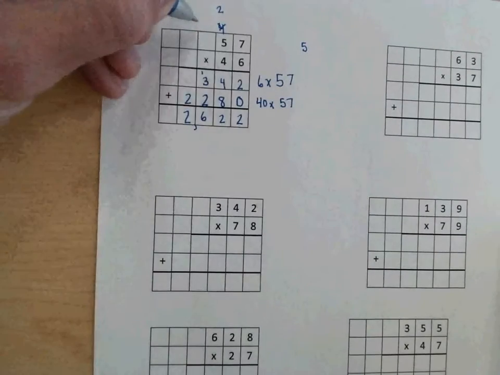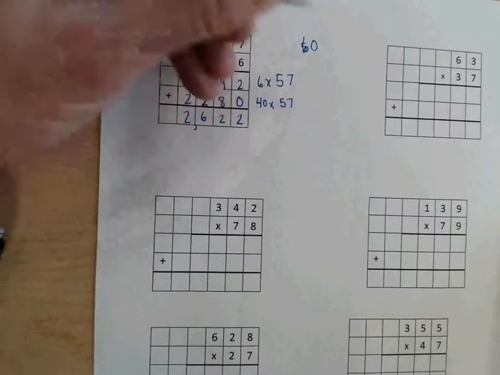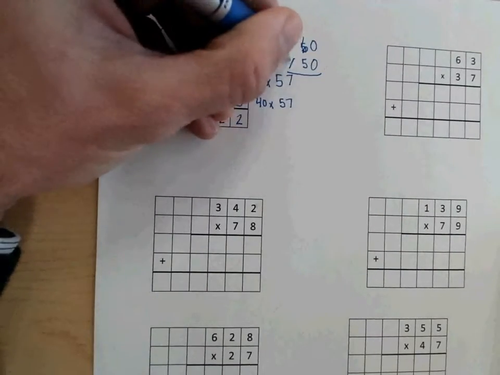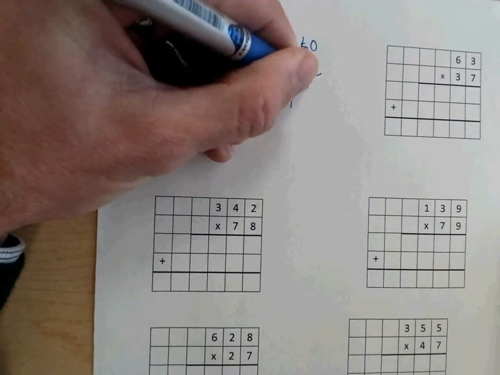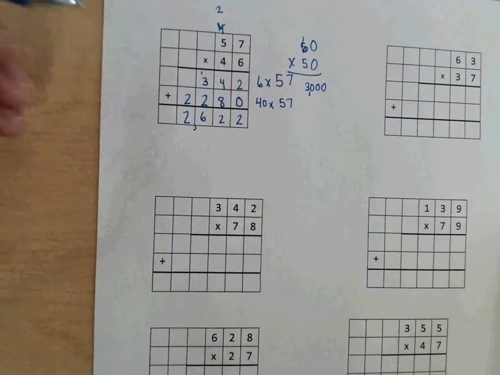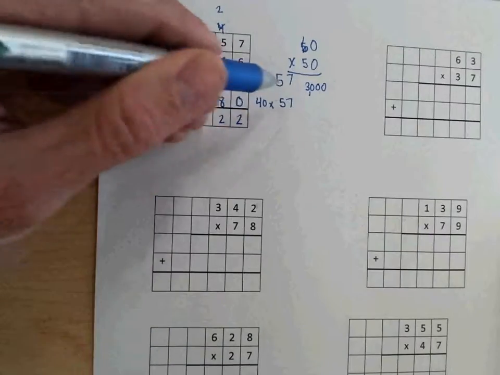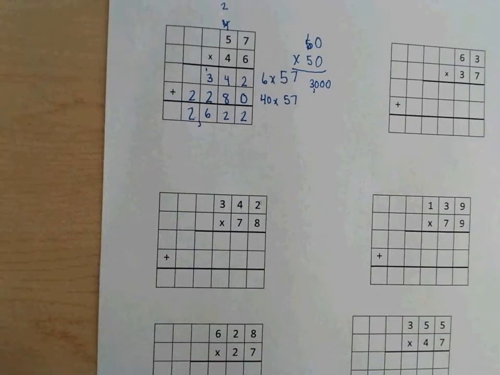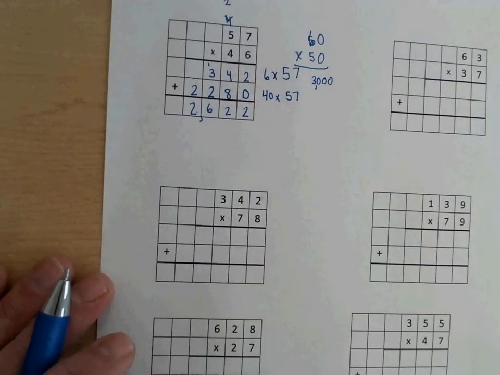So we're going to turn 57 into 60, and we're going to turn 46 into 50. And the students can go, okay, I can go 6 times 5, which is 30, and then add 2 zeros. I know that my product needs to be somewhere close to 3,000. 2,622 works. So that's just a very quick overview of what we've been doing this week.